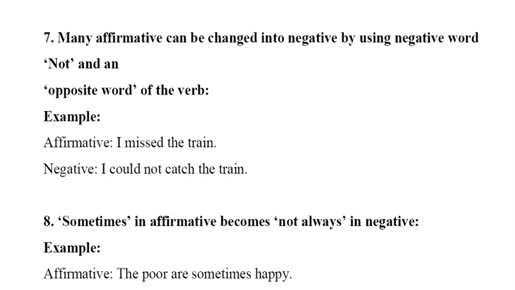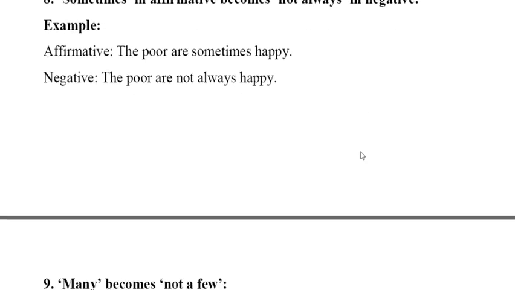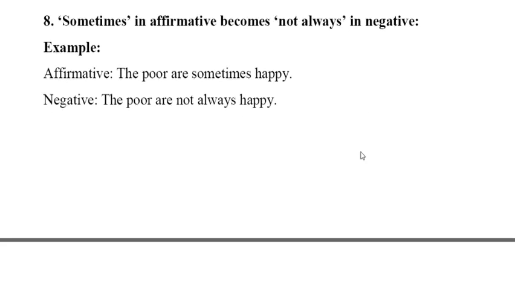Number 8 says sometimes in affirmative becomes not always. If you find sometimes in an affirmative sentence, it will be changed to not always. How? The poor are sometimes happy. So the poor are not always happy. If you want to change it to negative, it will be: the poor are not always happy.